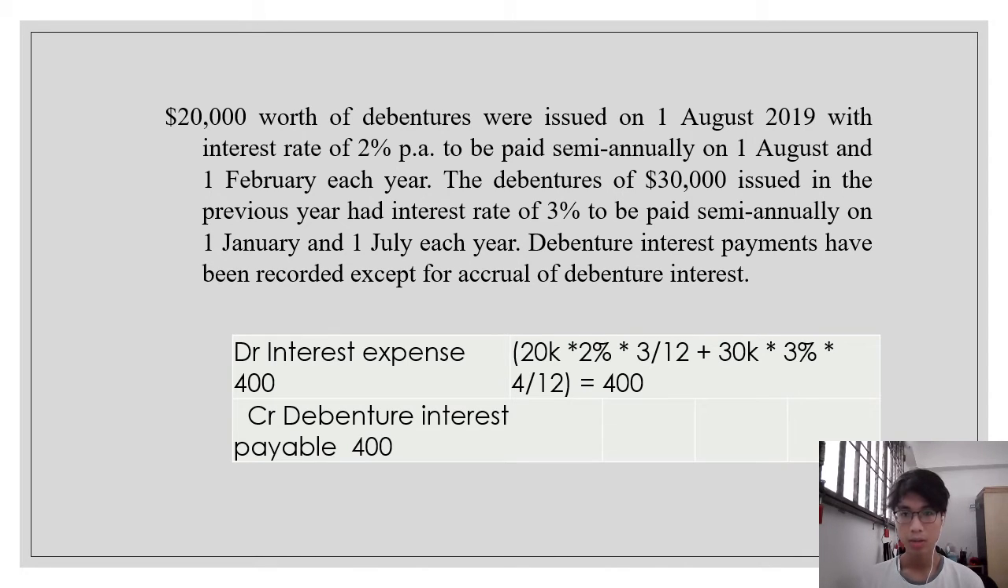Next, the line reads, the debentures of 30,000 issued in the previous year had interest rate of 3% to be paid semi-annually on 1st January and 1st July each year. Therefore, we have to take 30,000 times 3% times 4 over 12, as we have to take the months from 1st January to 31st April. If we add them up, it will be $400, and therefore we debit interest expense as we have to pay the interest to the users, and then we credit debenture interest payable as we have to pay them.